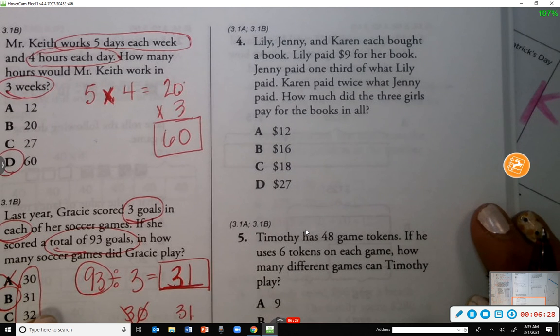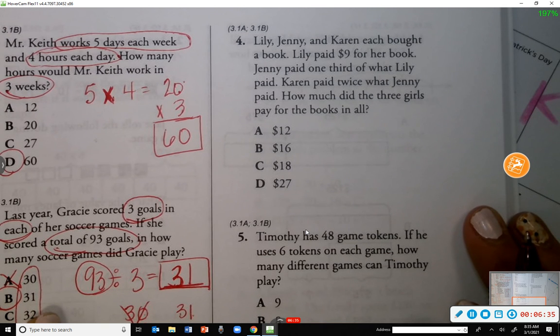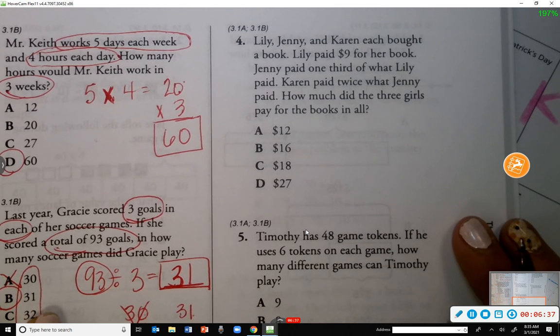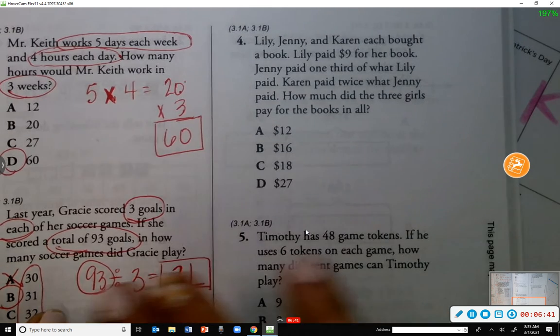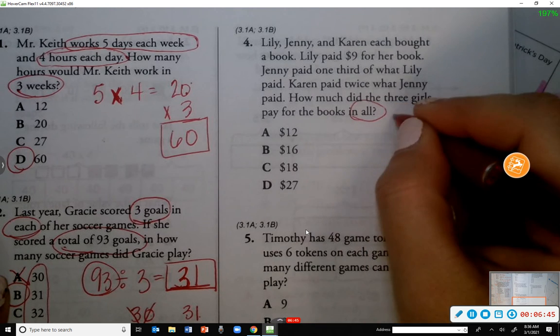Number 4, Lily, Jenny, and Karen each bought a book. Lily paid $9 for her book. Jenny paid 1/3 of what Lily paid. Karen paid twice what Jenny paid. How much did the 3 girls pay for the books in all? In all means add. Yes, so we know we need to add.